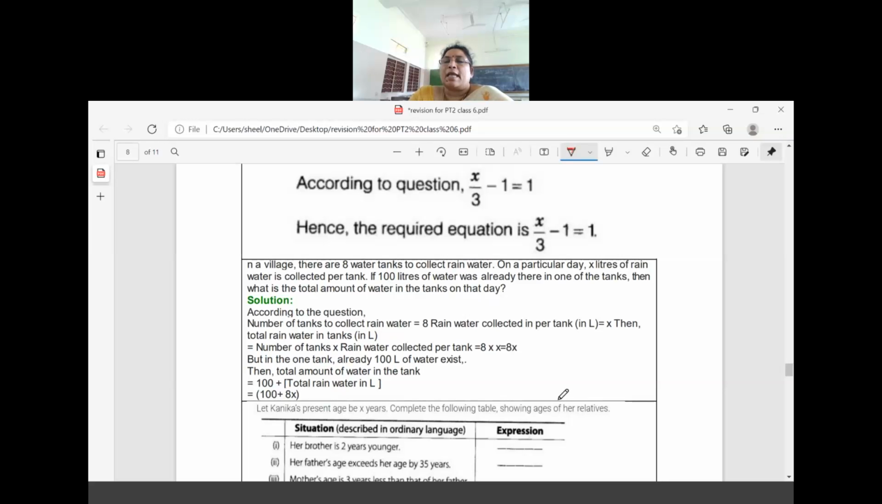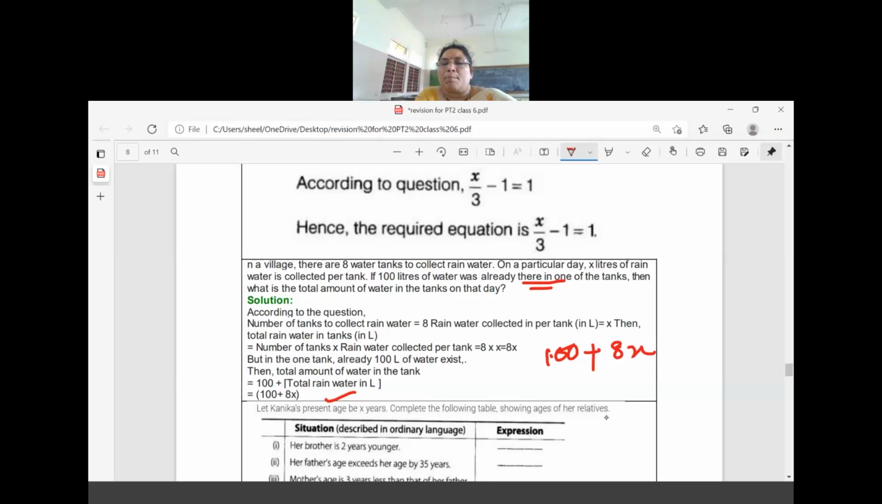See, one tank x liters means 8 tanks, how many liters can we collect? 8 tanks, right? So 8x we can collect in the water tanks. 100 liters of water is already in the tanks. That means 100 liters is extra for you. So how can we write it? 100 plus the water from 8 tanks. So 100 plus 8x. So that is the question. Here 8 tanks, so 8x. Then 100 is already there. So 100 plus 8x liters. That is the total water here.